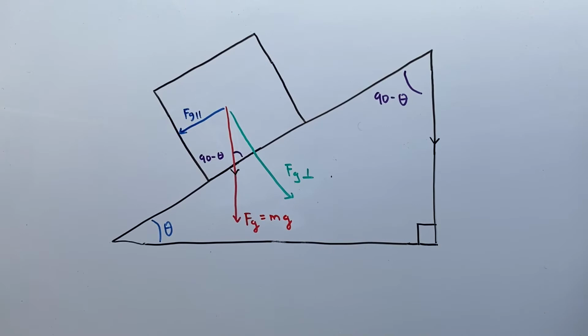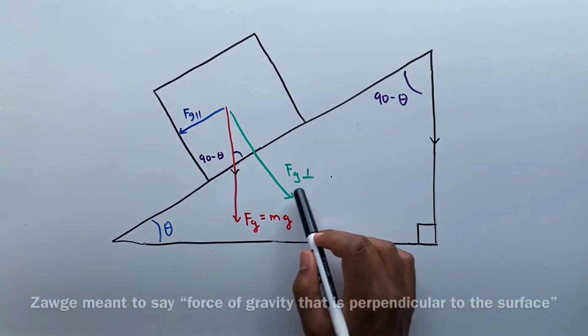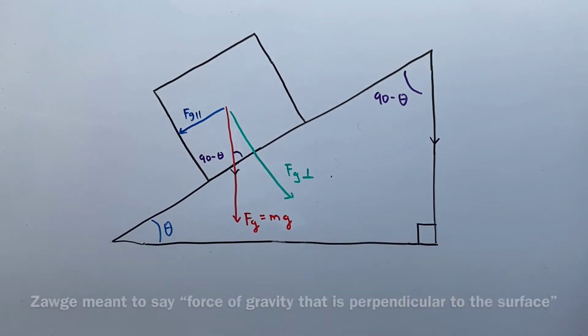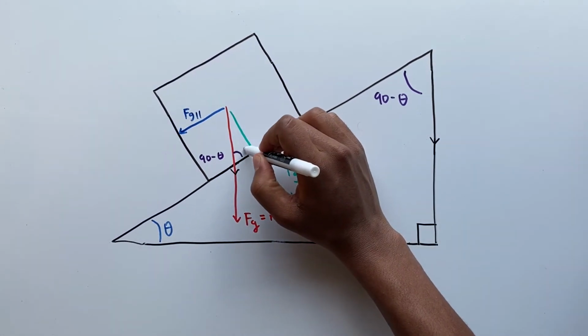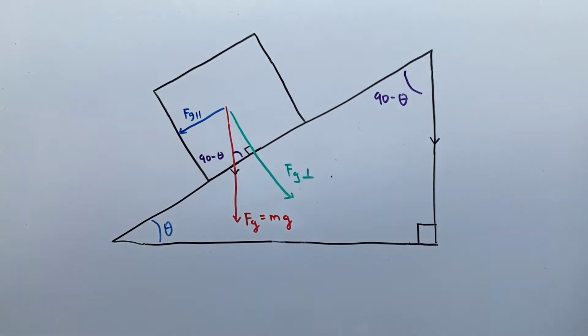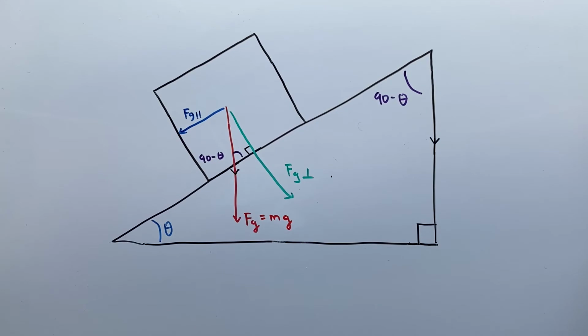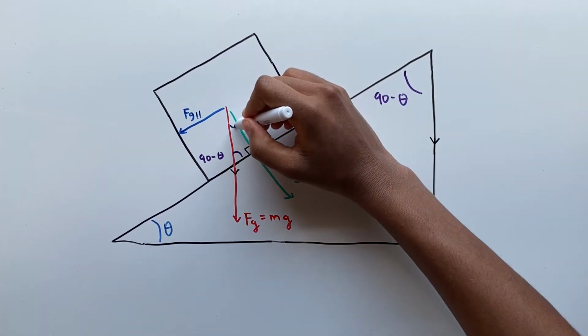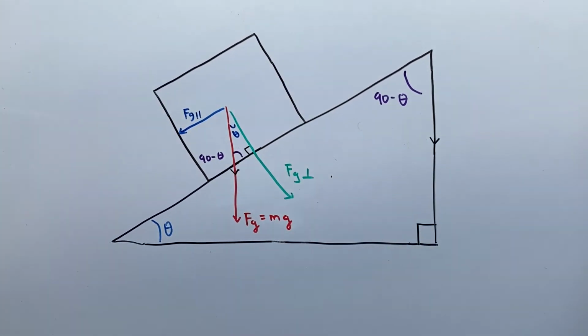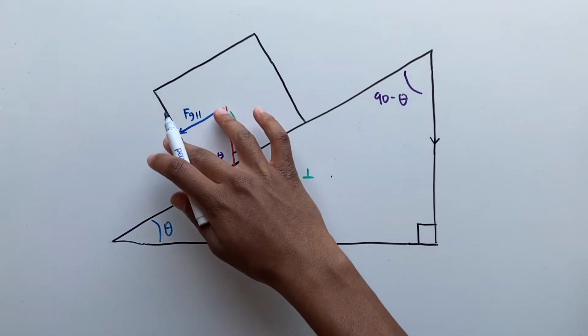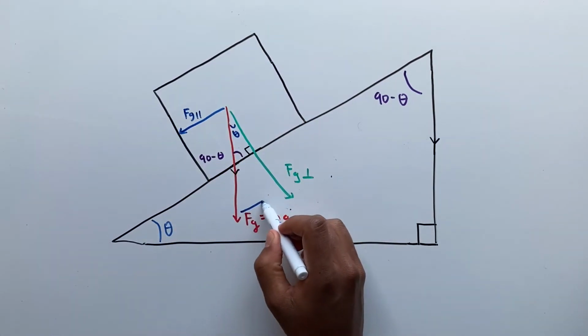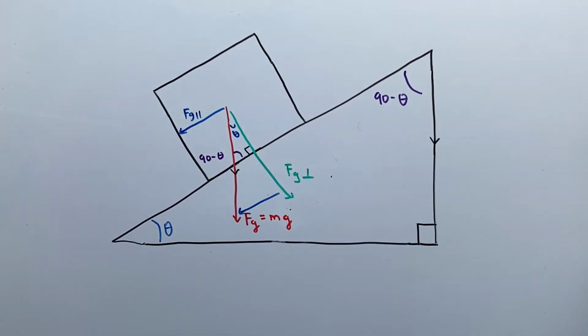Now you may be wondering, what is this angle equal to? Well, remember, we're assuming that our force of gravity is perpendicular to our surface. So this over here is 90 degrees. And knowing that these two angles have to equal 90 degrees, we can say that this angle is equal to theta. Now we can shift this component down over here, and you should see that we create a right triangle when we do so.